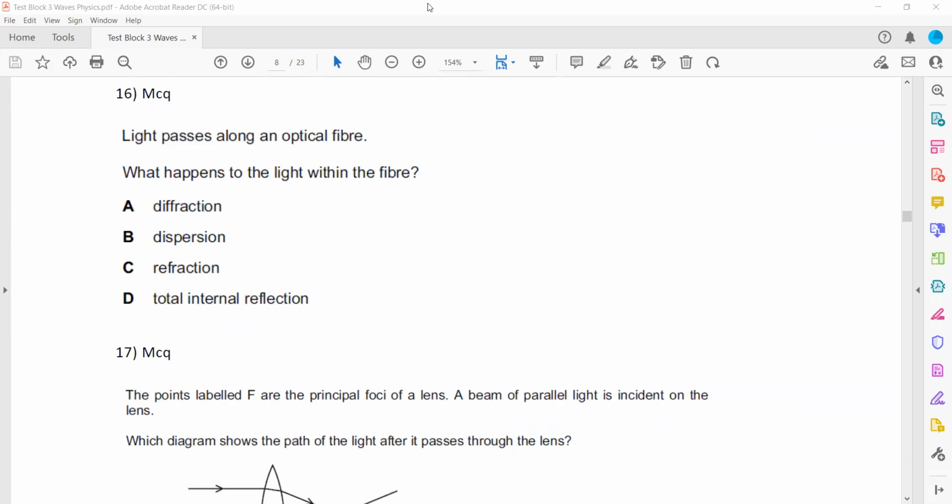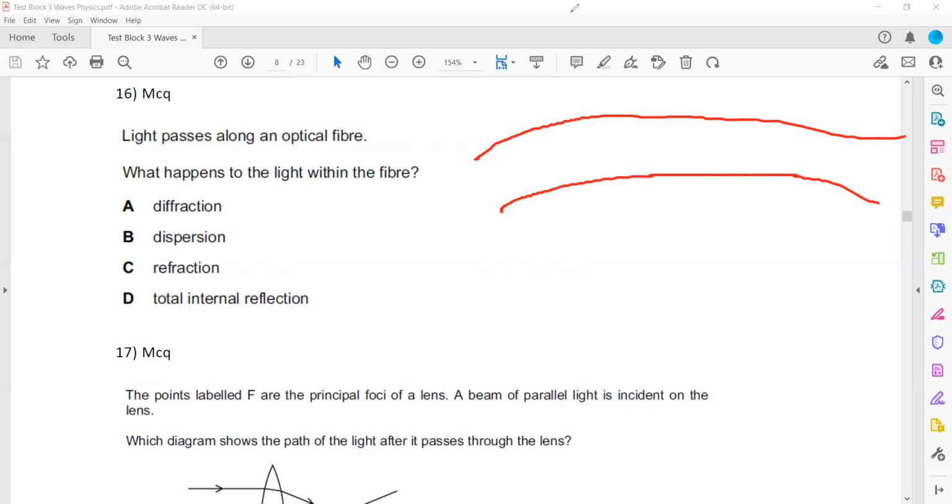Light passes along an optical fiber. What happens to the light within the optical fiber? Optical fibers or light pipes are made of transparent material. So how is the light able to travel from one place to another through an optical fiber? When the light strikes, it undergoes total internal reflection. Here, the angle of incidence is more than critical. If it was less than critical, it will go out. Equal to critical, it will travel at 90 degrees. But because it is more than critical, at all the points the light will undergo total internal reflection. So D is the right answer.